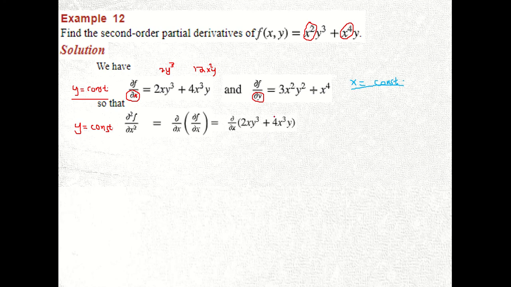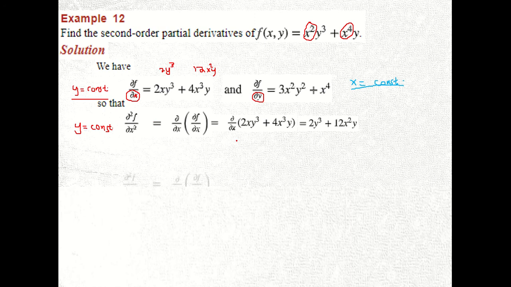So what we did was take the partial derivative of each term. Taking the derivative of this is the result. Taking the partial derivative of this is also the result. And finally we have 2y cubed, then plus 12x squared y. So this is the second order partial derivative with respect to x.